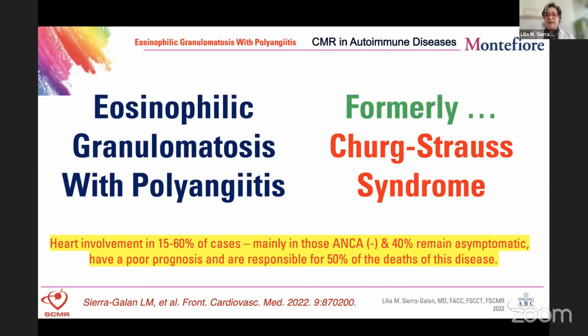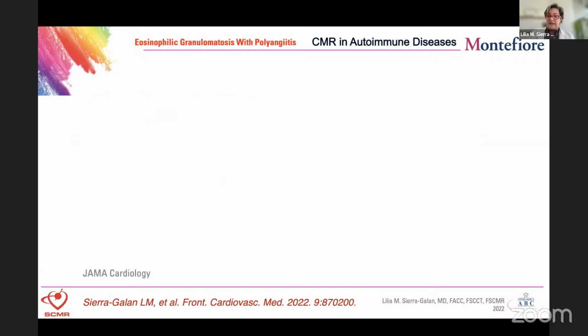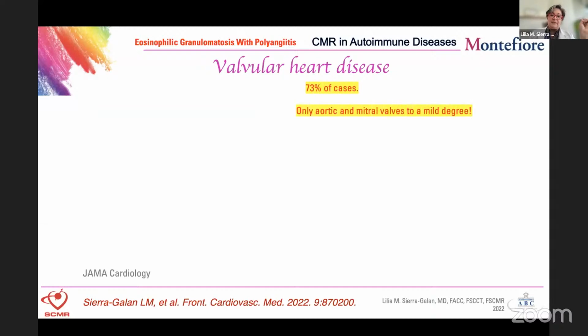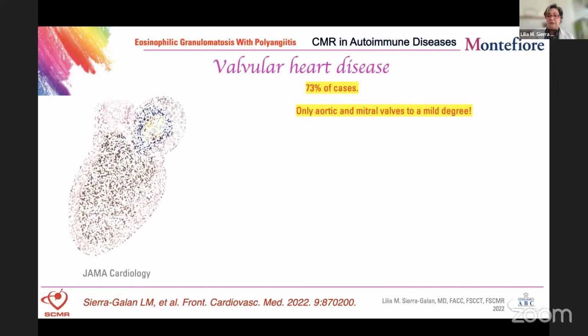And those patients with ANCA negative and asymptomatic are those who have a poor prognosis and are responsible for 50% of deaths of this disease. So what happens with this disease? Well, in 73% of patients, we are going to have valvular heart disease. Which valves? Only aortic and mitral valves, but to a mild degree.